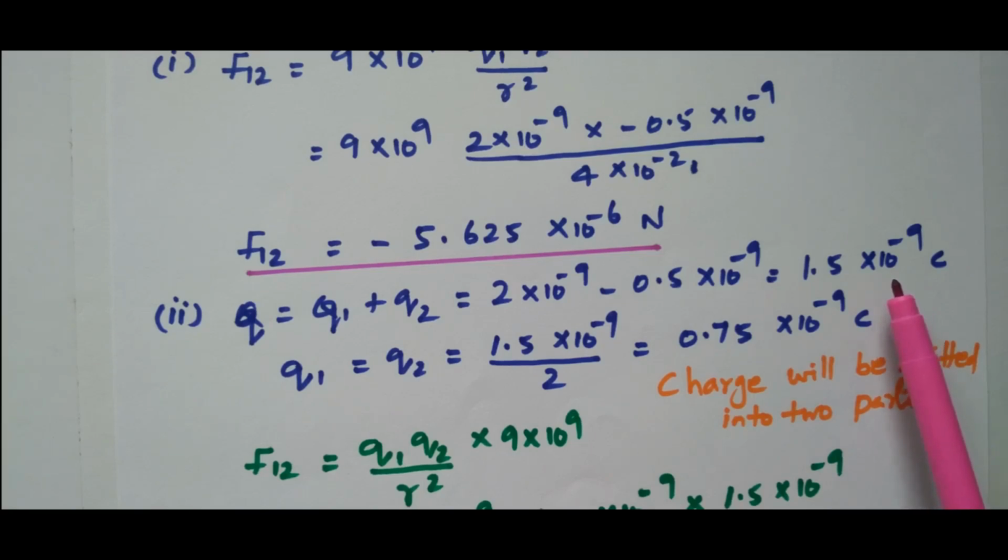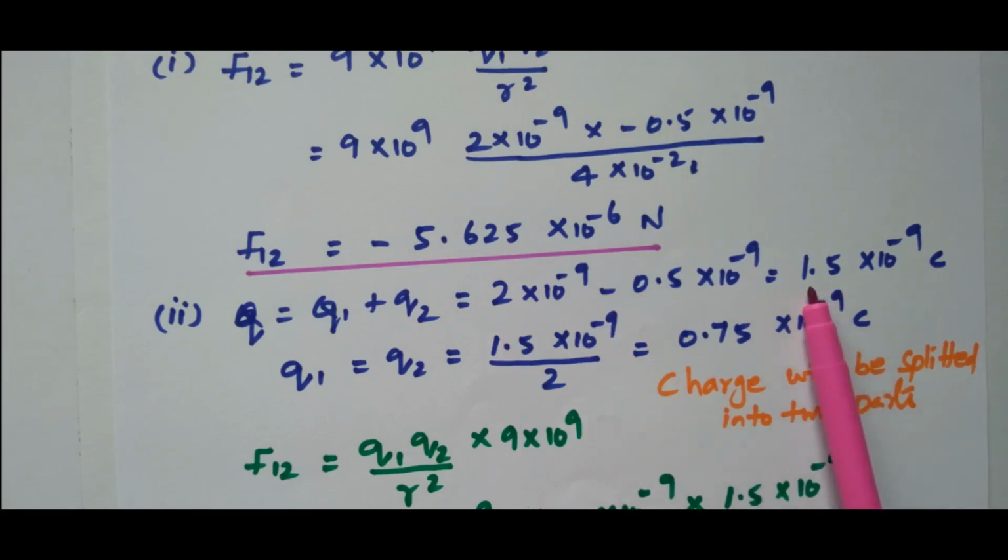Again it is separated into two parts. That also placed at 4 centimeter. What will happen if it is separated? The charges will be split into two equal parts. That is the important thing. This is the one value, 2. Another charge is minus 0.5. Both are added together. What we got? 1.5. But while splitting, the charge will split into two equal parts.